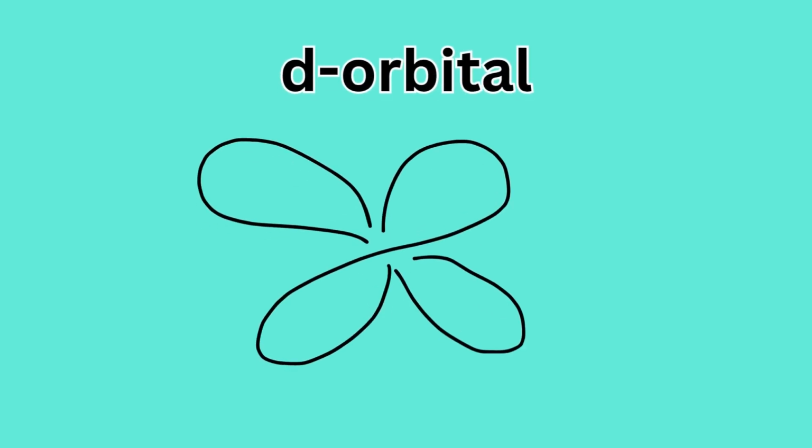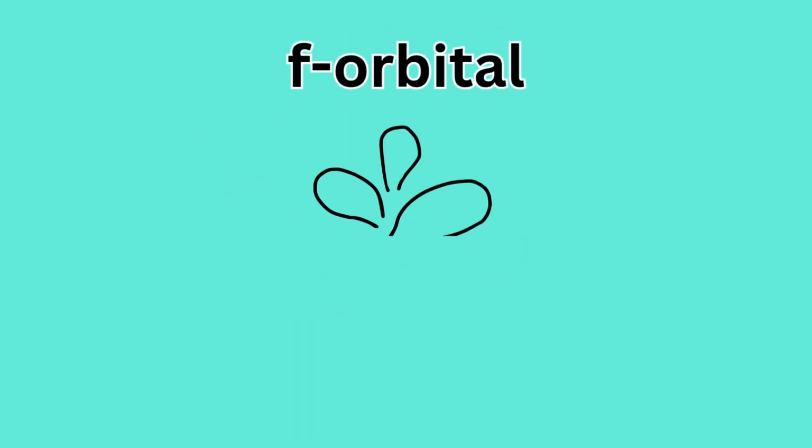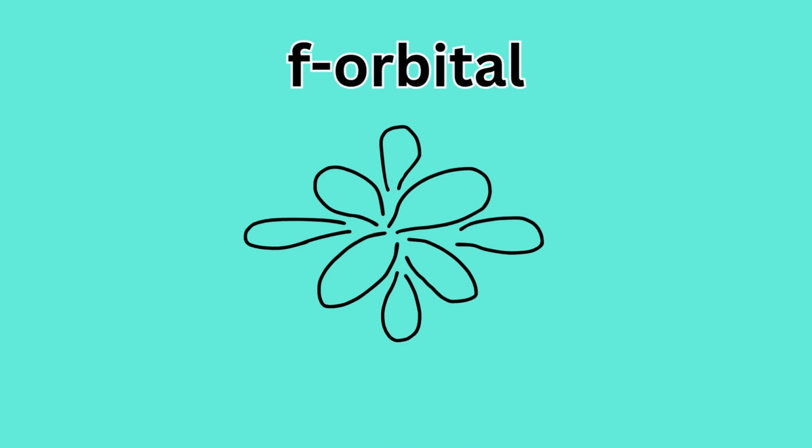But just for funsies, let's go ahead and look at the other 2 types of orbitals we have. D orbitals look like overlapping p orbitals and hold up to 10 electrons. And lastly, f orbitals look like a lovely flower and can hold up to 14 electrons.